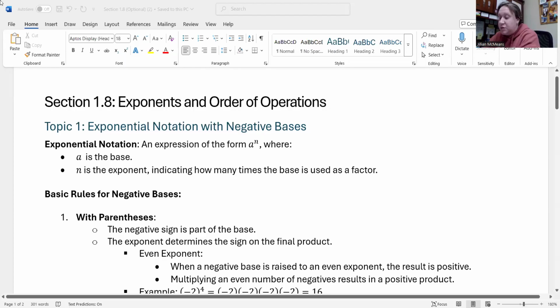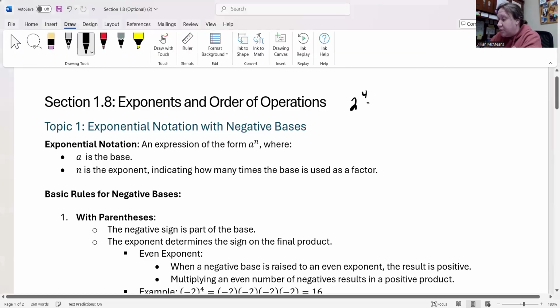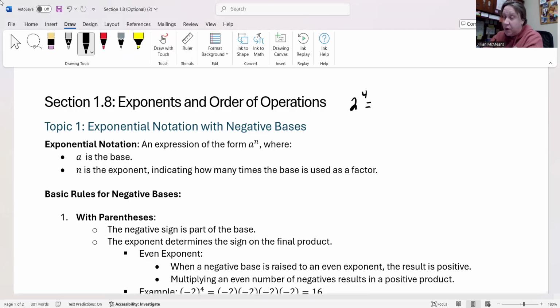So we first have an expression of the form a to the n, where a is the base and n is the exponent, indicating how many times the base is used as a factor. That is exponential notation, okay? So let's look at something really, really super basic. Let's say that we had 2 to the fourth power. This is not 2 times 4. This is 2 to the fourth, where the base is 2, 4 is the exponent, and 4 tells us how many times the base is used as a factor, okay?